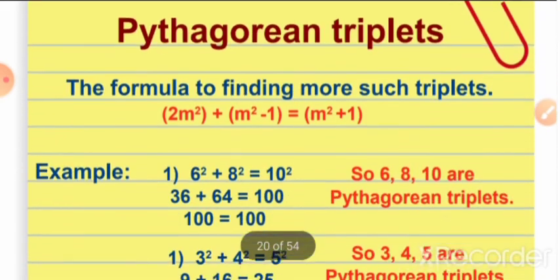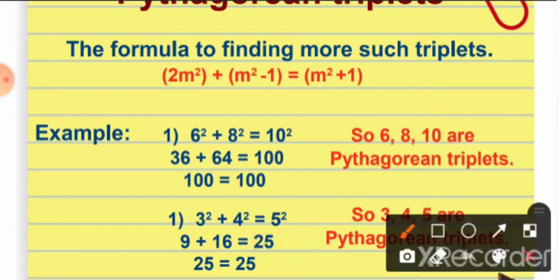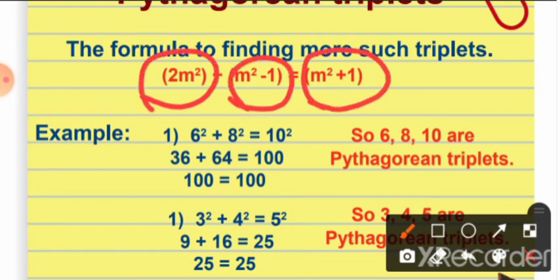Next is the Pythagorean triplet. The formula for finding more such triplets: the three numbers are the first one 2m, the second one m square minus 1, and the third one m square plus 1. So these three numbers form a Pythagorean triplet.